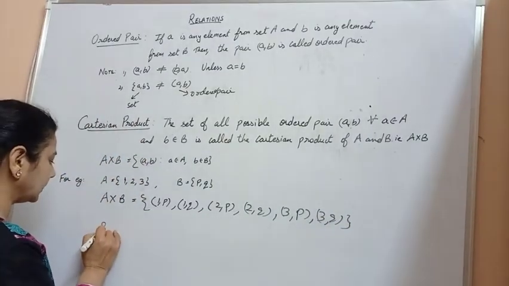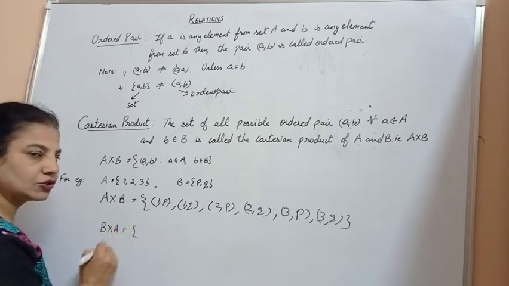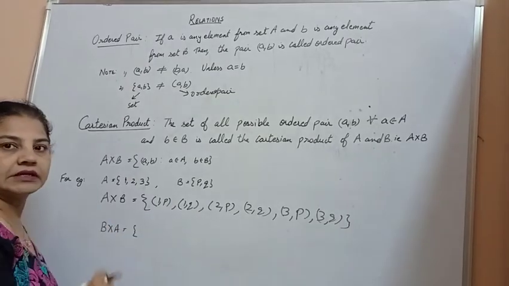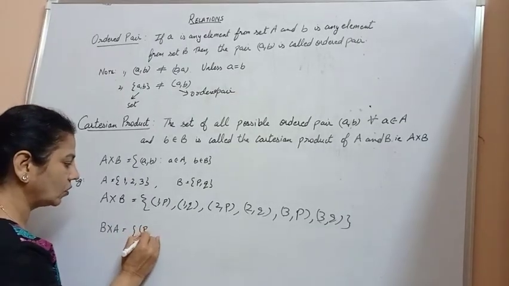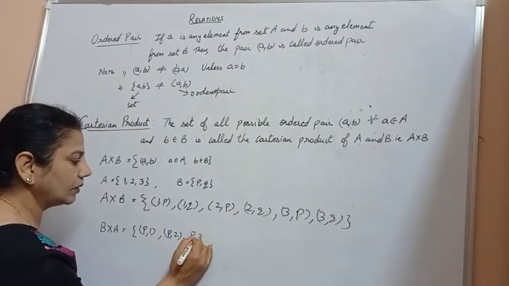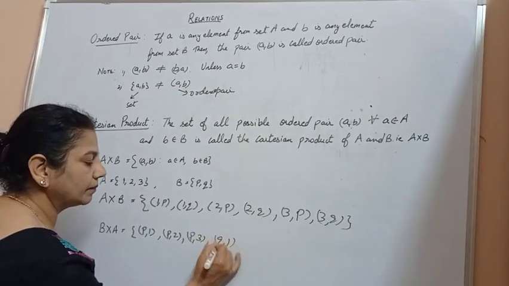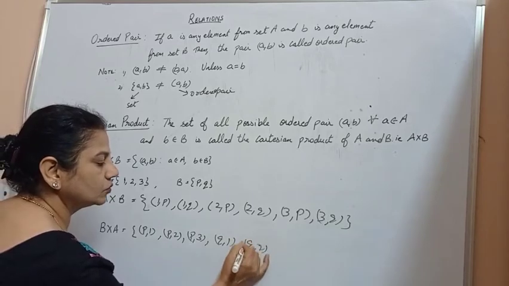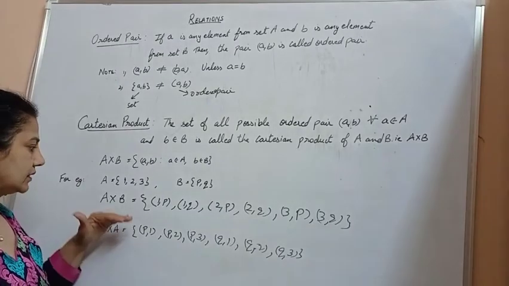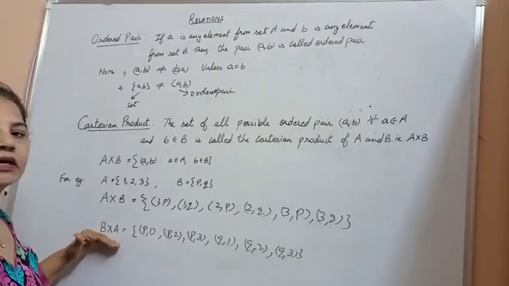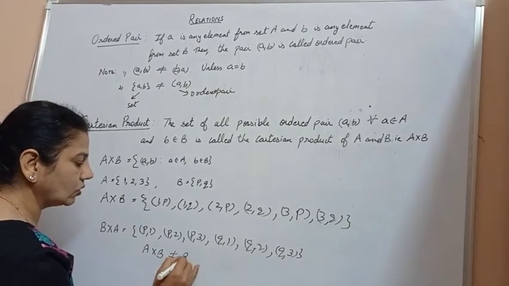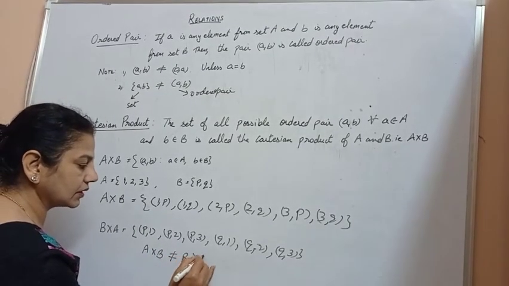And if we go with B cross A, what should we get? B cross A means the first element is from set B and the second is from set A. That means (p, 1), (p, 2), (p, 3), (q, 1), (q, 2) and (q, 3). Now it is clearly seen that A cross B is not equal to B cross A.